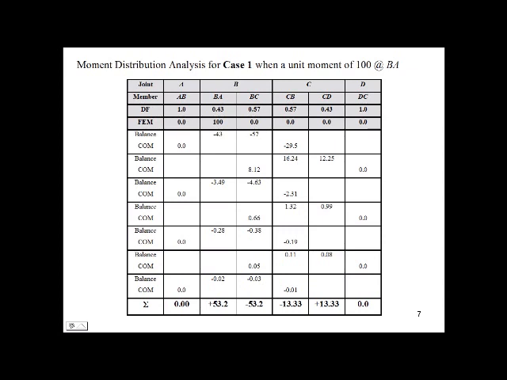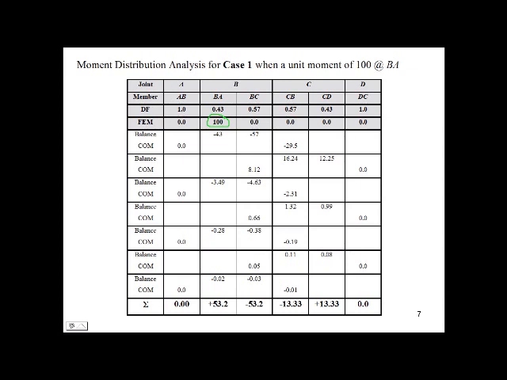Now we are ready to perform the moment distribution analysis. Note that a unit moment of 100 will be used instead of 1 that was mentioned earlier in this tutorial. This modification will simplify the calculations of moment distribution analyses. However, the final results of the analyses will be divided by 100. I think that most of us are familiar with the table shown on slide 7.